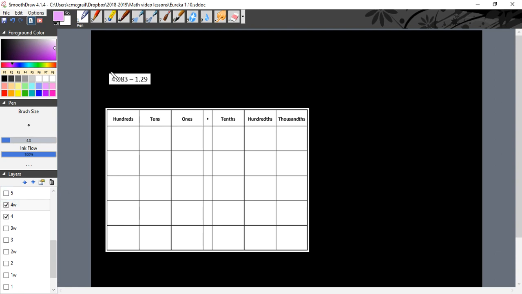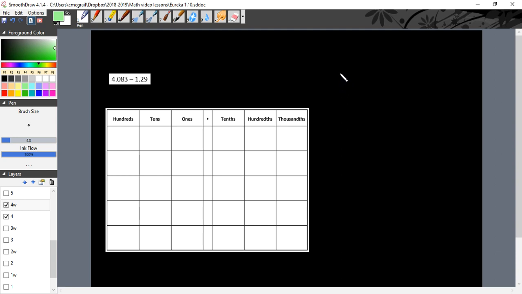Okay, next question. 4 and 83 thousandths minus 1 and 29 hundredths. Go ahead and set up your standard algorithm. Use your place value chart and see if you can solve this problem with your team.